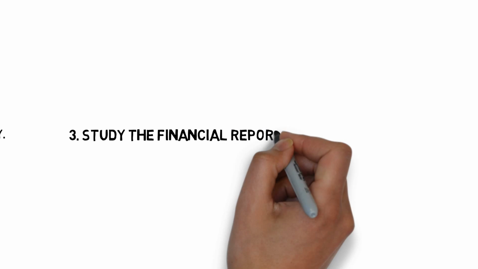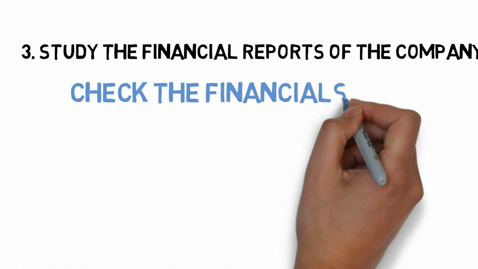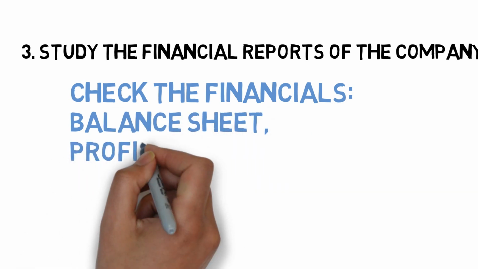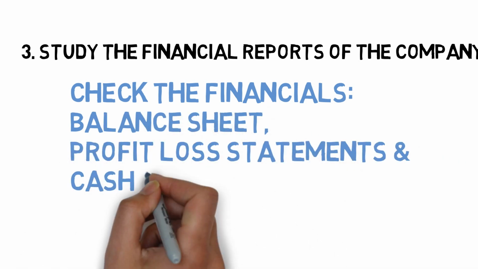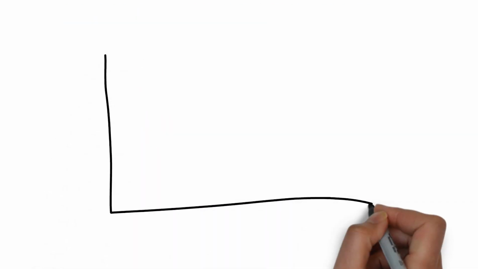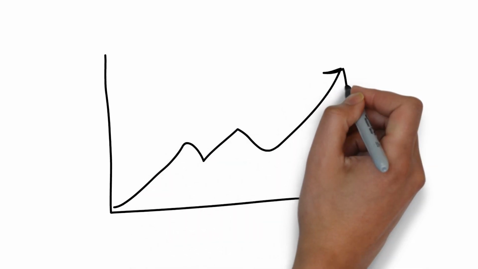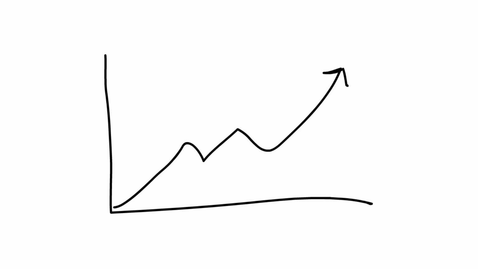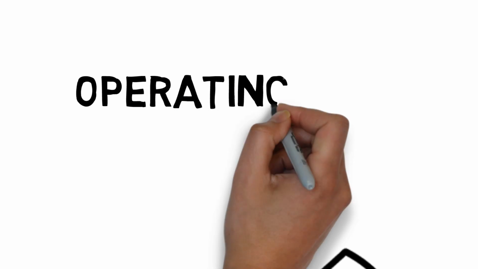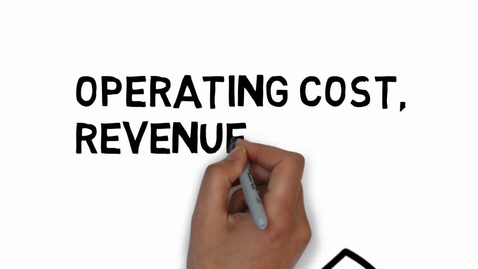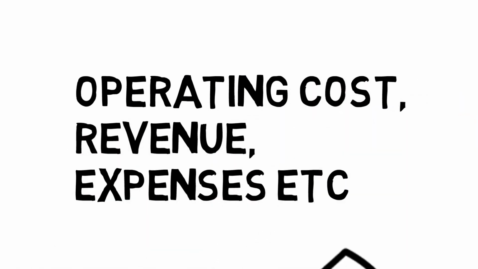Step 3. Study the financial reports of the company. Once you have understood the company and found it appealing, you can check the financials of the company like balance sheet, profit loss statement, cash flow statements, etc. As a thumb rule, compounded annual growth rate, sales and net profit increasing for the last 5 years can be considered a healthy sign for the company. However, you also need to check the other financials like operating costs, revenue, expenses, etc.